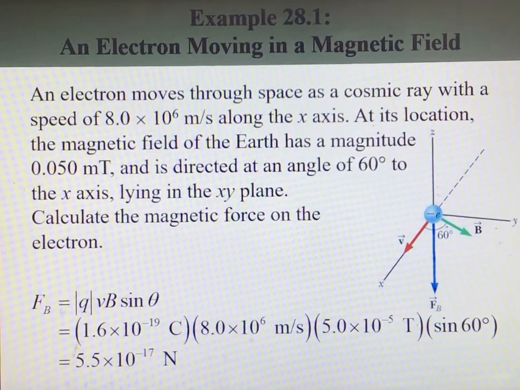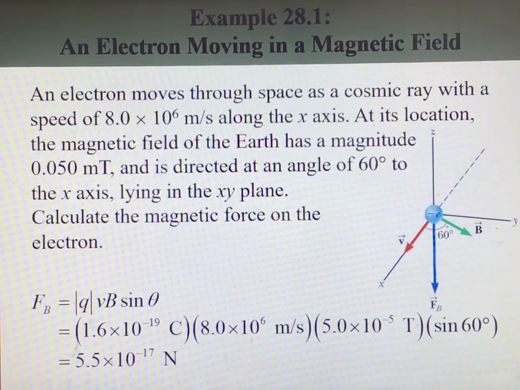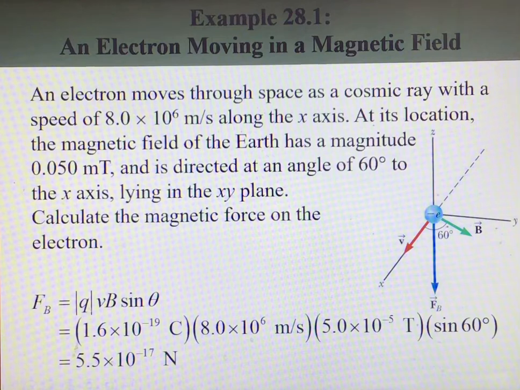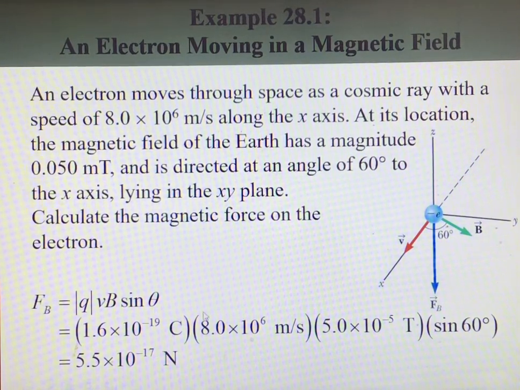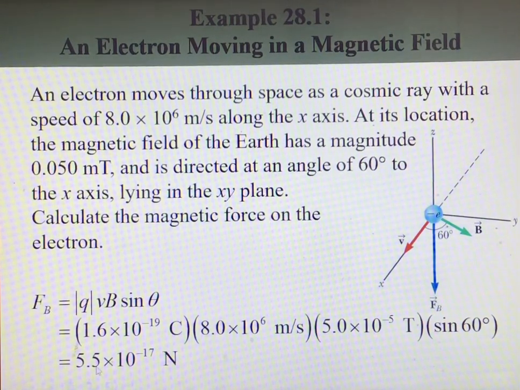I can calculate the magnitude of the force using this equation. It's just the magnitude of the charge times the velocity times the strength of the magnetic field times the sine of the angle. Notice that there is a 60 degrees angle between the velocity vector and the magnetic field vector, so you do sine of 60 here. You get the magnitude of the force, which is 5.5 times 10 to the negative 17.